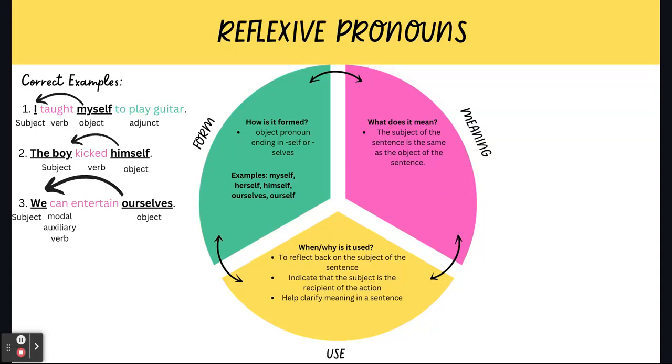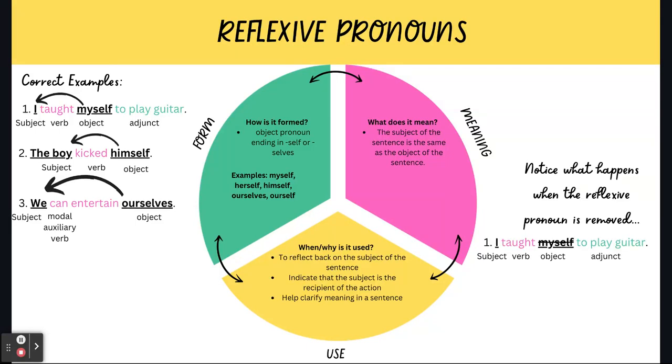So now let's look at some examples where I take the reflexive pronoun out and see what happens to the sentence. In sentence 1, instead of saying I taught myself to play guitar, I would just be saying I taught to play guitar. That sentence no longer makes sense. I'm left questioning who's learning, who are you teaching to play guitar? It could be anybody.